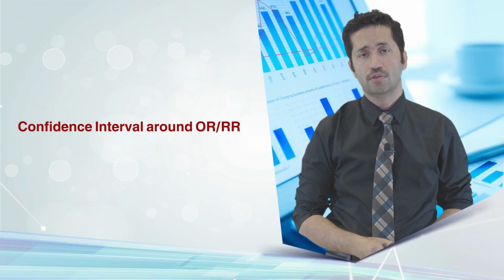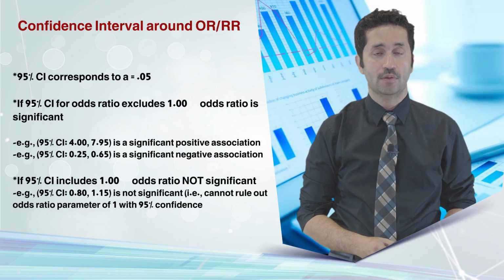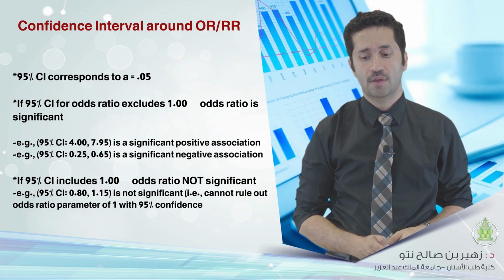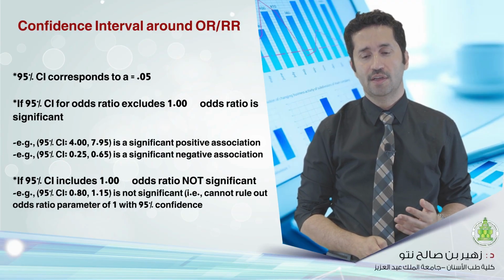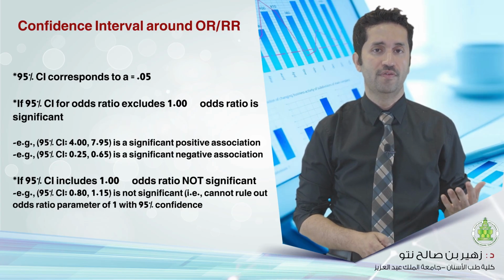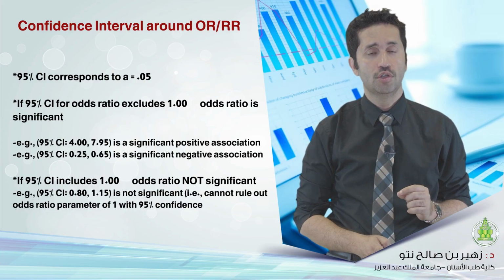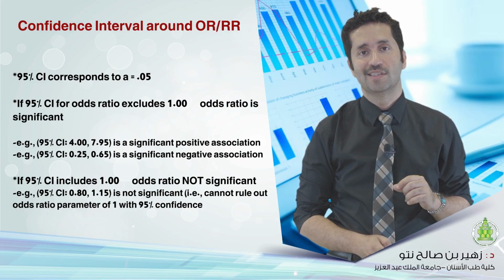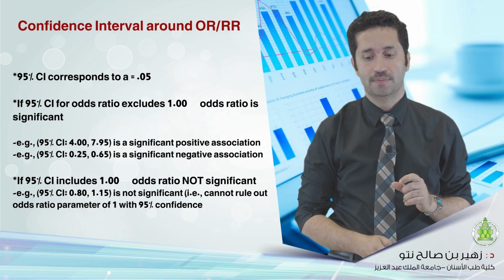In this video, we're going to talk about confidence interval around odds ratio and relative risk. So what do you mean by confidence interval? Confidence interval is actually equivalent to the p-value. So from this information, we can know if there is a statistical significance or not.